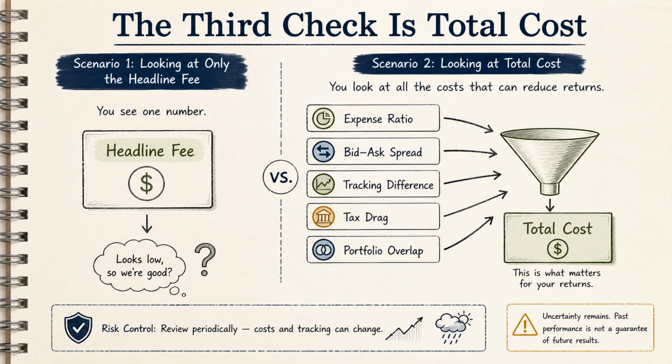The third check is total cost. Many investors only look at the headline expense ratio, but the real cost of ownership includes internal fund costs, bid-ask spreads, premiums and discounts, brokerage costs, foreign exchange, tax drag, and reinvestment friction. Low cost is usually a major advantage, but cost must be compared with the exposure actually needed. A cheap ETF that serves the wrong role can still be an expensive portfolio mistake.